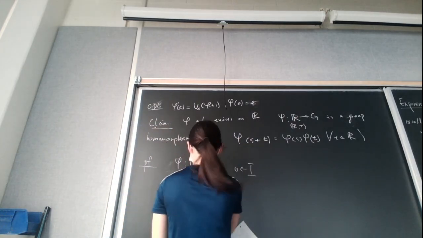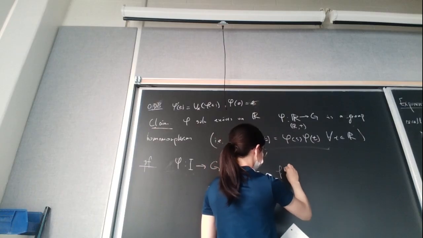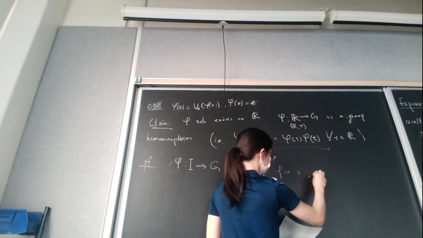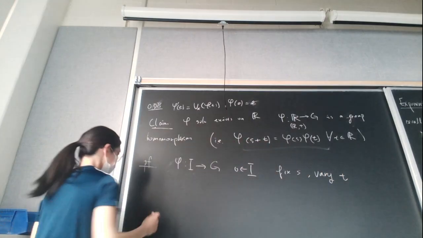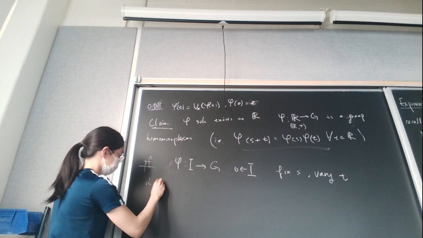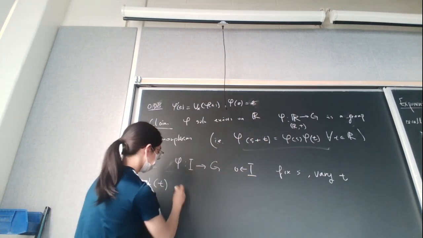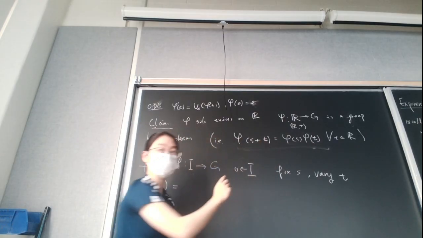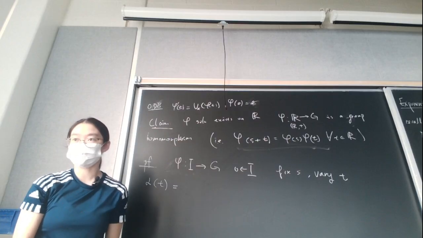Okay, and we're going to prove this. So let's fix S and vary T. What we're going to do is define two things: alpha of T, that is this, and beta of T to be this. And we're going to prove that they both solve the ODE, and by uniqueness, they're the same.